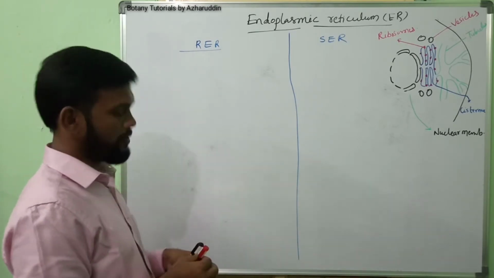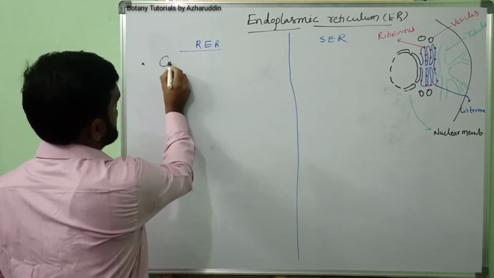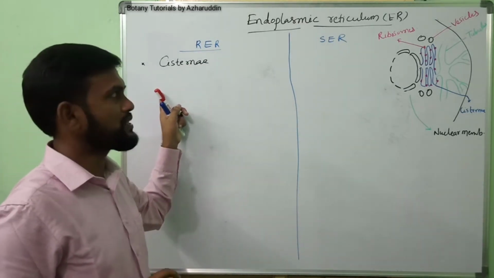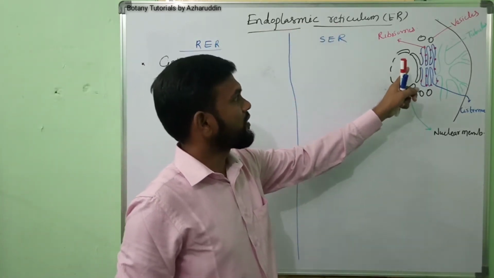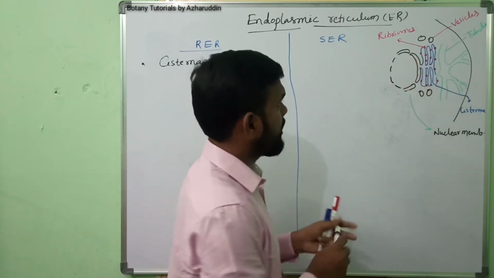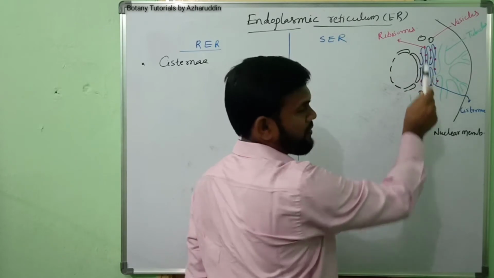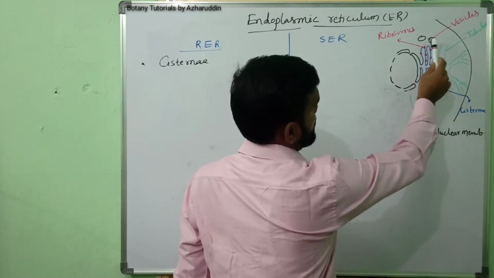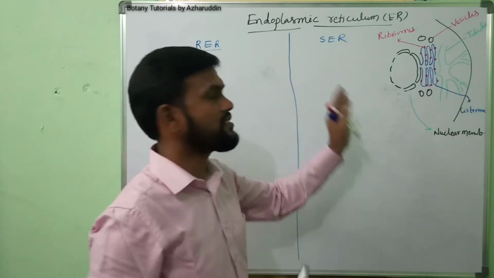Rough endoplasmic reticulum is made up of cisternae. We already discussed the structure of endoplasmic reticulum, which is an evagination of the outer nuclear membrane. This is the outer nuclear membrane, and from it the endoplasmic reticulum is formed. In that, these are cisternae, these are vesicles and these are tubules. These three elements were discussed in the last class.